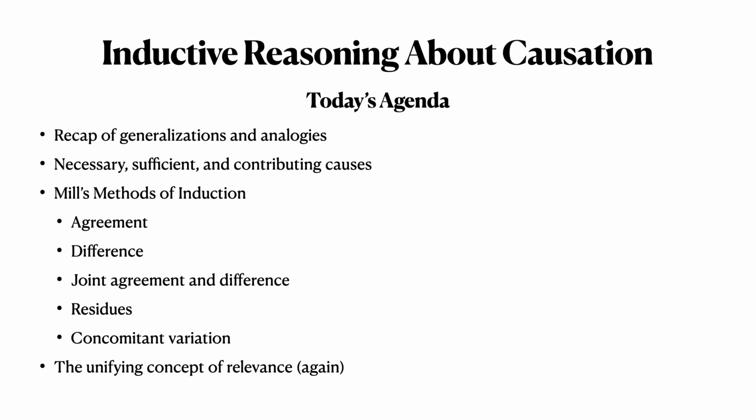Then we're going to talk about three different kinds of causation: necessary, sufficient, and contributing causation. This is something that educated people just know, and so you should know it too. And then we'll talk about John Stuart Mill's methods of induction. Five different methods: agreement, difference, joint agreement and difference, residues, and concomitant variation.